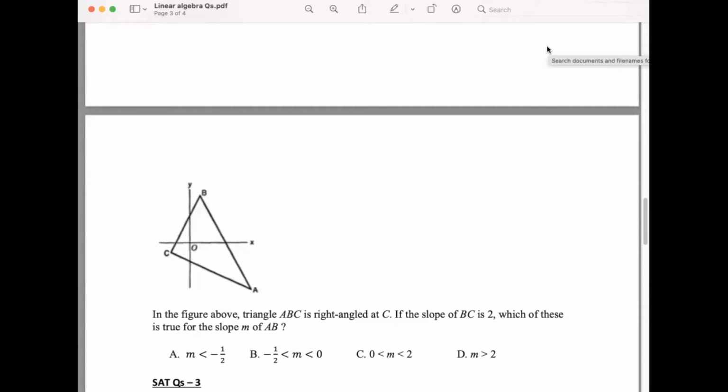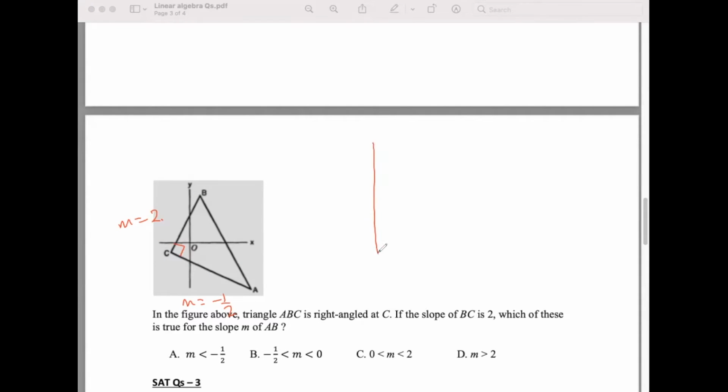Hey everyone, so I was doing this question which says in the figure above, triangle ABC is right angled at C. If the slope of BC is 2, which of these is true for the slope of AB? Now, because this is a right angle, we know that the slope of AC will be negative 1 by 2 because perpendicular line slopes are negative reciprocals of each other.